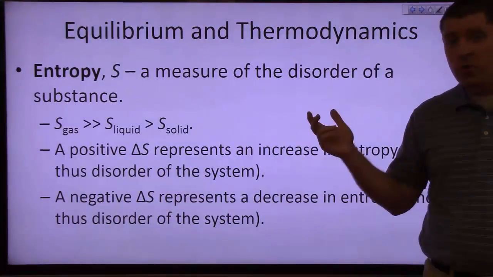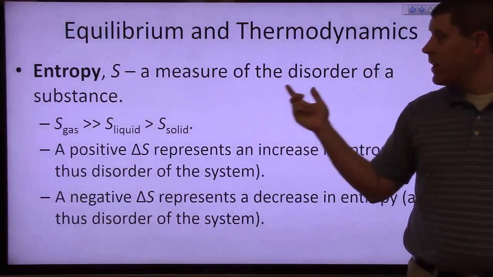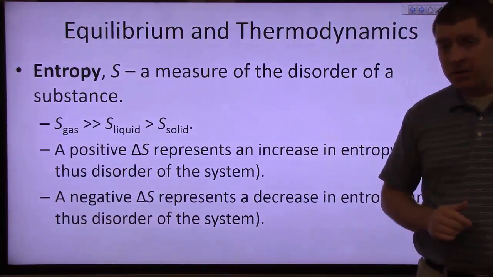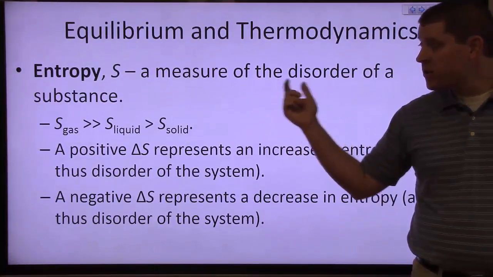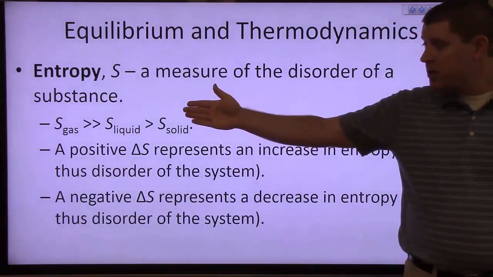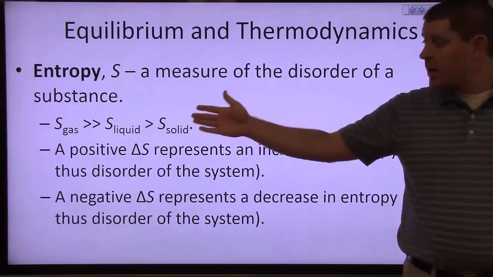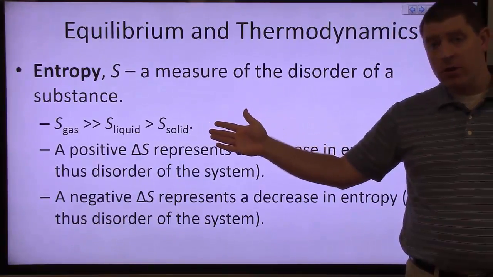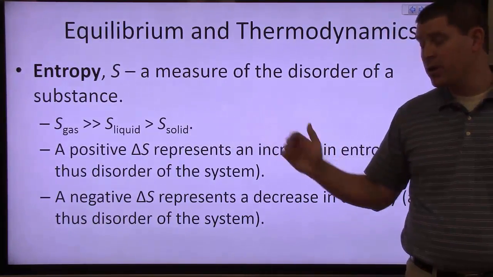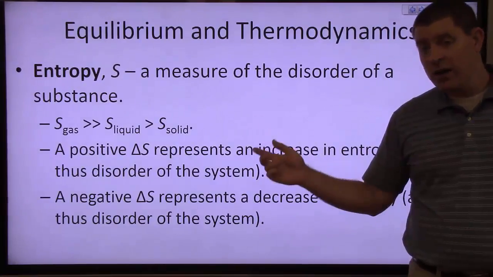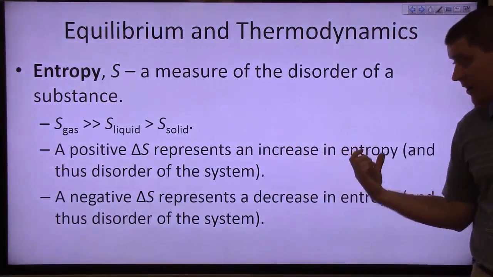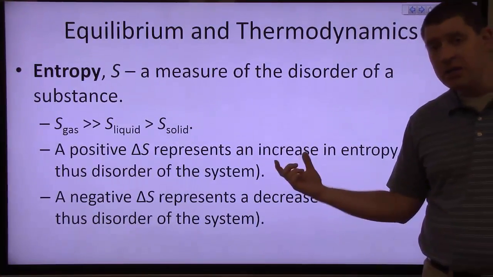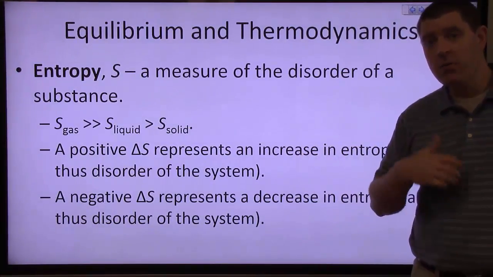Now, entropy, which we'll symbolize with a capital S, is a measure of the disorder of a substance. Note that the entropy for a gas is much, much larger than the entropy for a liquid, which is a little bit larger than the entropy for a solid. A positive delta S, or change in entropy, represents an increase in entropy and thus an increase in the disorder of our system. Our system has gotten more chaotic.